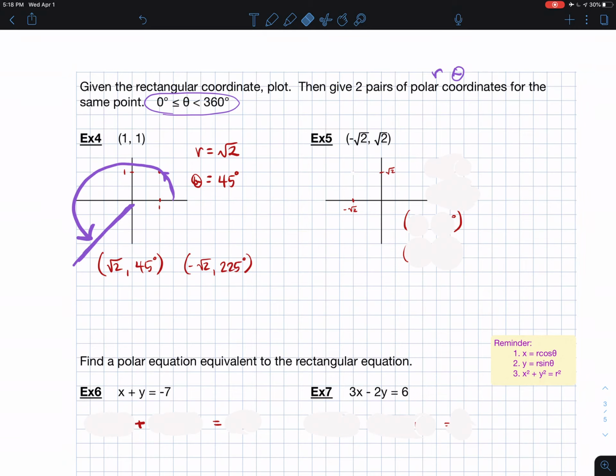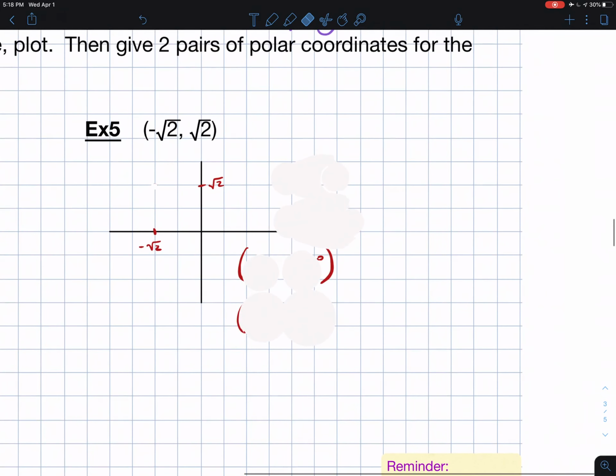All right, let's try that again. So when I'm looking at example number 5, I draw the coordinate like I would have in junior high. I go ahead and I find that my radius, you can use the Pythagorean theorem here, is going to be 2. Well, I know it's smack dab in the middle of the second quadrant, and so the only 45 degree position in second quadrant is going to be at 135 degrees. That gives me my first coordinate.